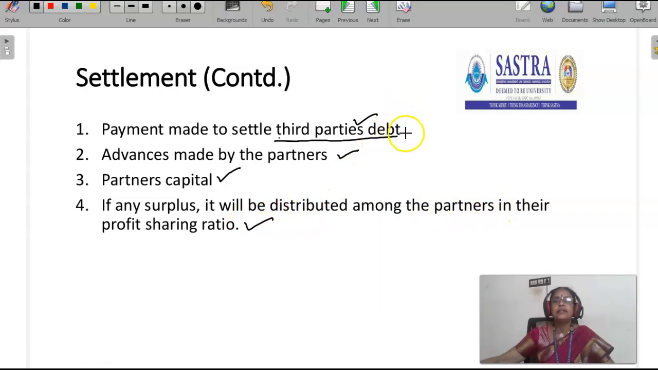The first preference is given to the third party's debt. Second preference is the loan given by the partners. Third preference is given to their capital. And if there is any surplus after settling all this, if there is any surplus in the firm, that has to be distributed among the partners in their profit sharing ratio.